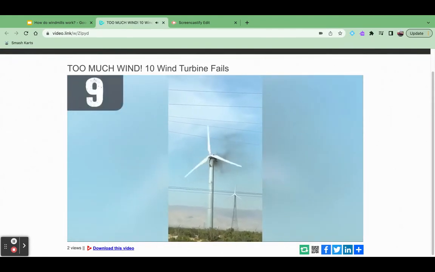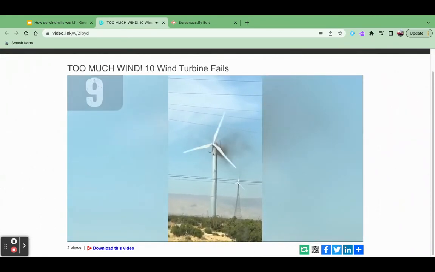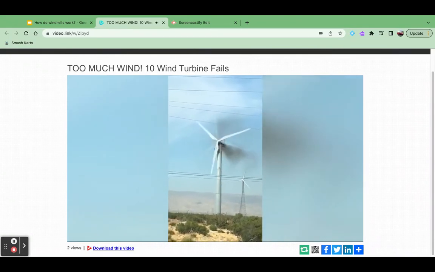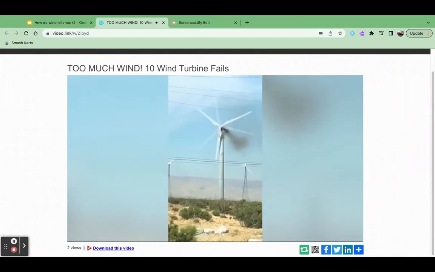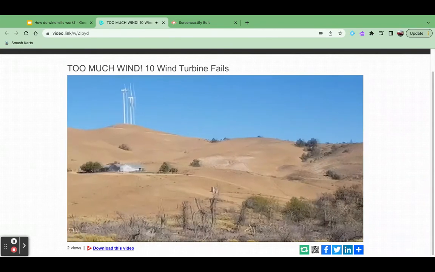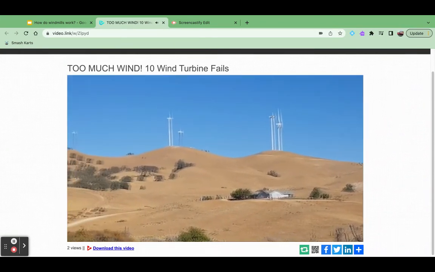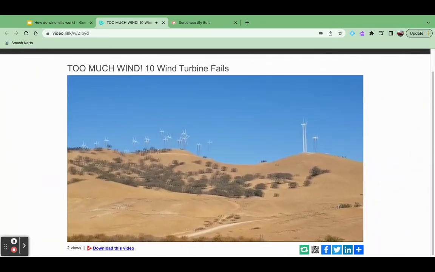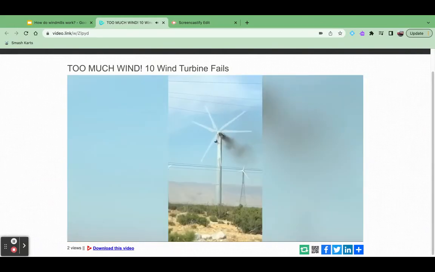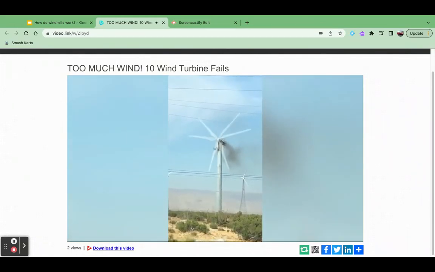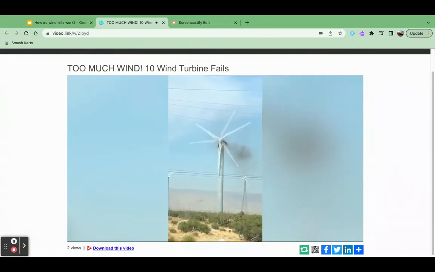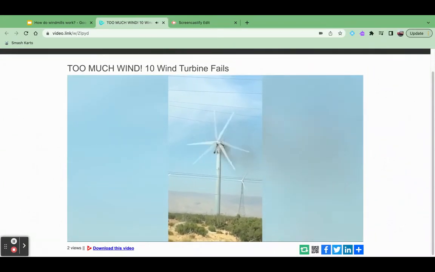Number 9. The Tehachapi turbine failure. On May 2nd, 2009, a wind turbine began to spin out of control. The turbine was in the Tehachapi area near Highway 58 at the Sand Canyon Road intersection. The turbine was only 1,400 feet from the highway, so when it started spinning, the highway was closed down.